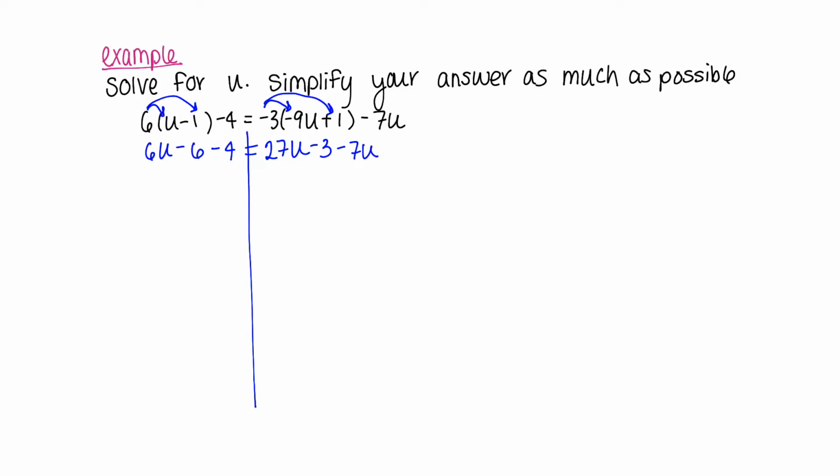We want to combine any like terms, and there's actually like terms on both sides that can be combined. So over here on the left-hand side, we have this negative 6 and this negative 4 that can be combined.